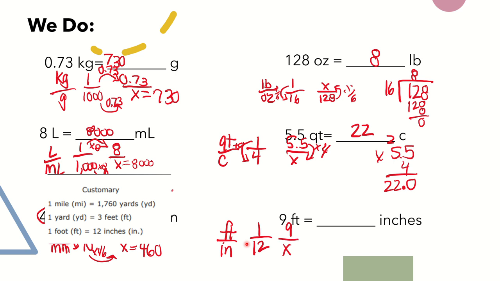I see, again, several relationships that I can use. So let's just use 1 times 9. Whatever I do at the top, I have to do to the bottom. So in this case, 12 times 9 would give me 108. So that means 9 feet is equal to 108 inches.